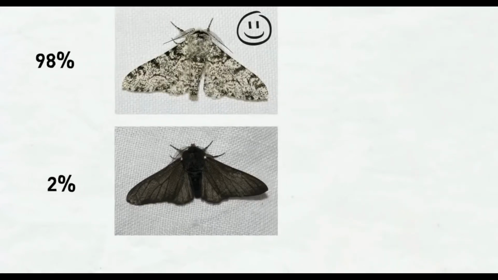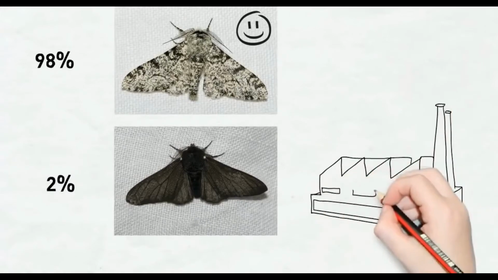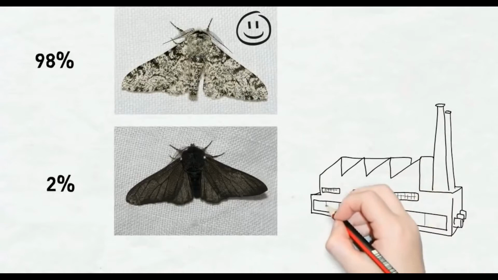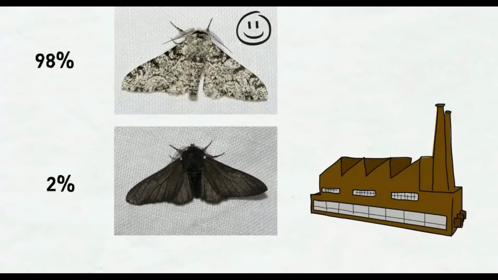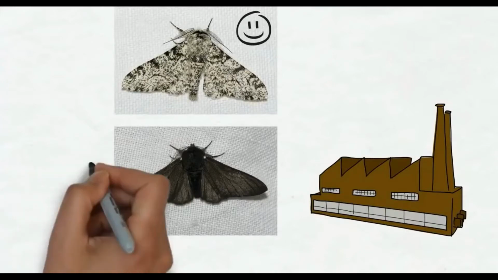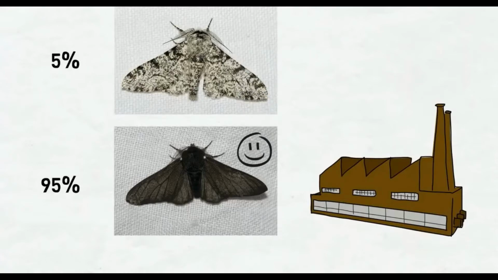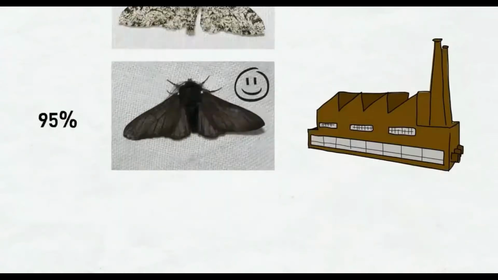Then came the factories and the smoke of the Industrial Revolution. Many trees turned black with soot, and suddenly it was the dark moths who were able to survive better in their environment. By 1895, the dark-peppered moths made up 95% of the population. That's quite a turnaround. The process of natural selection usually takes much longer, but this is a good example of how it works. What about us humans?